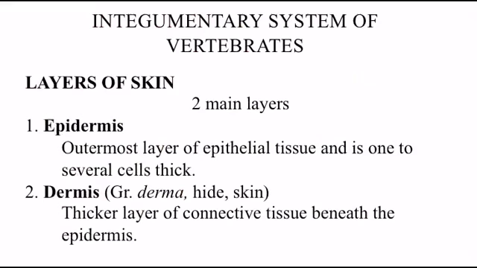Layers of skin. Vertebrate skin has two main layers, epidermis and dermis. Epidermis is the outermost layer of epithelial tissue and is 1 to several cells thick. Dermis is a thicker layer of connective tissue beneath the epidermis.